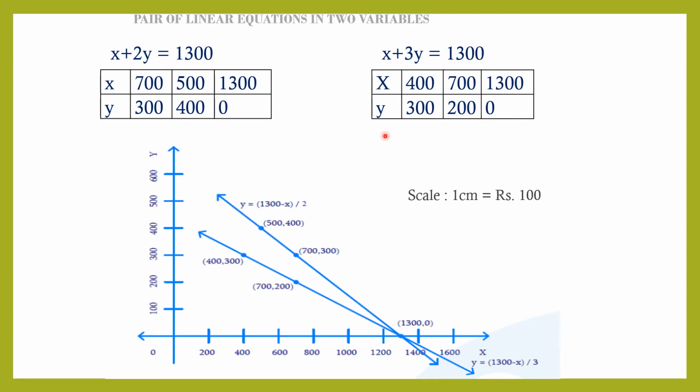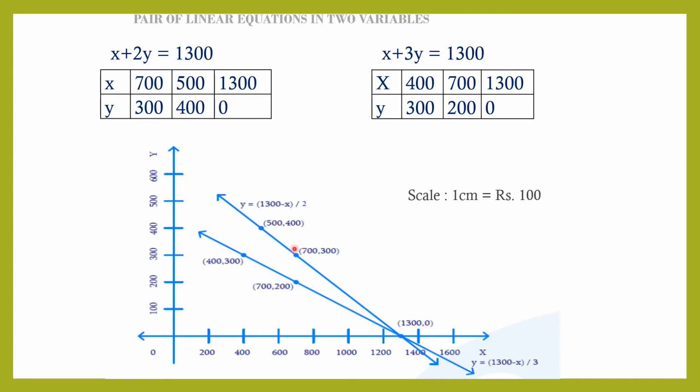Now we are going to the second one. So what is the value of x? 400, then y value 300. This is the first point. Second one: x 700, y 200. This is the second point. Clear? Now x 1300, y 0. Now what do you observe?